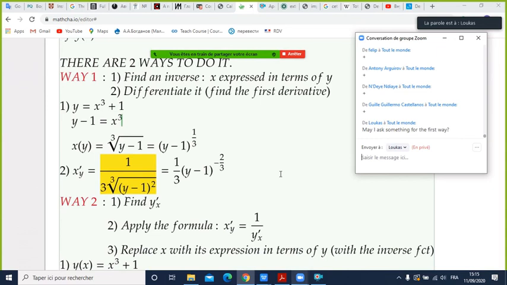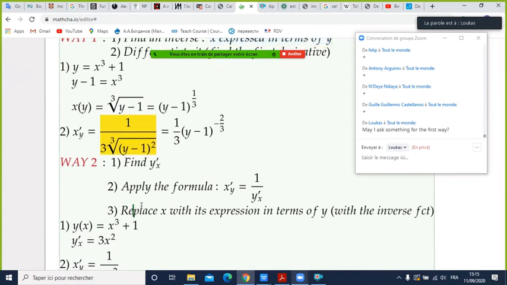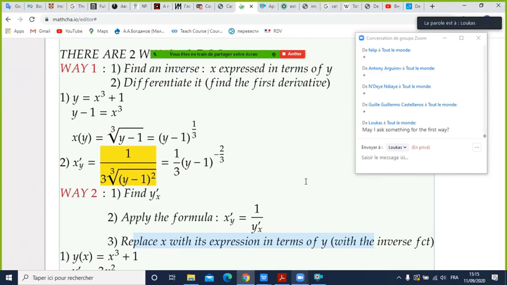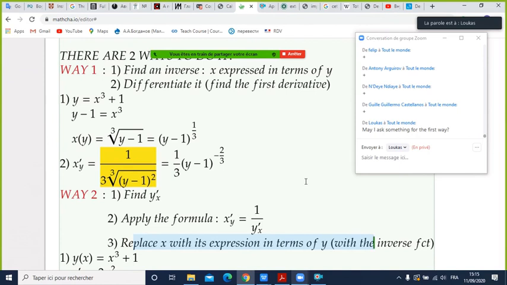I think the two ways have something very similar. The first step, which is to find an inverse, x expressed in terms of y, and the third step, it's quite the same. It's identical. Regardless of the way, that's the first step, no matter the way we have to do that. So for the first way, I suppose, the second step, and I may add, actually, it's not differentiate, it's derive it, because they are different things.